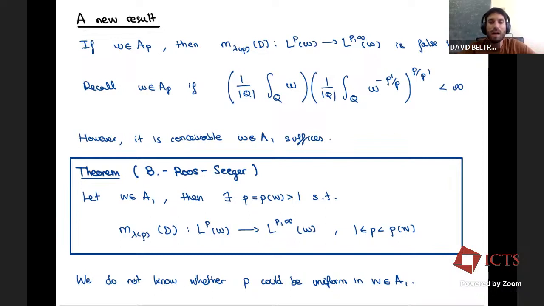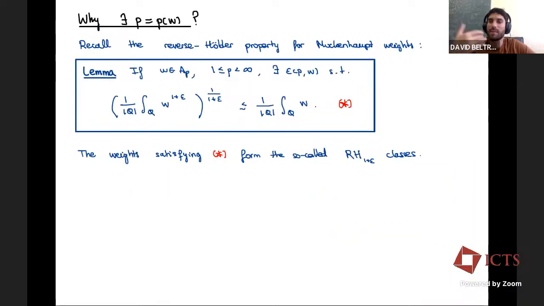The reason why we have this type of theorem, that there exists a P depending on the weight, is because our result is really a result on weights in A1 and also belonging to certain reverse Hölder classes. Recall, this is a standard result in weighted theory, which tells us that weights self-improve a little bit in these Muckenhoupt classes. Whenever we are in an AP, there exists an epsilon, depending on the weight and on the exponent P, such that the average of the weight to the 1 plus epsilon power is controlled by the average without the power. These weights form the so-called reverse Hölder classes with index 1 plus epsilon.